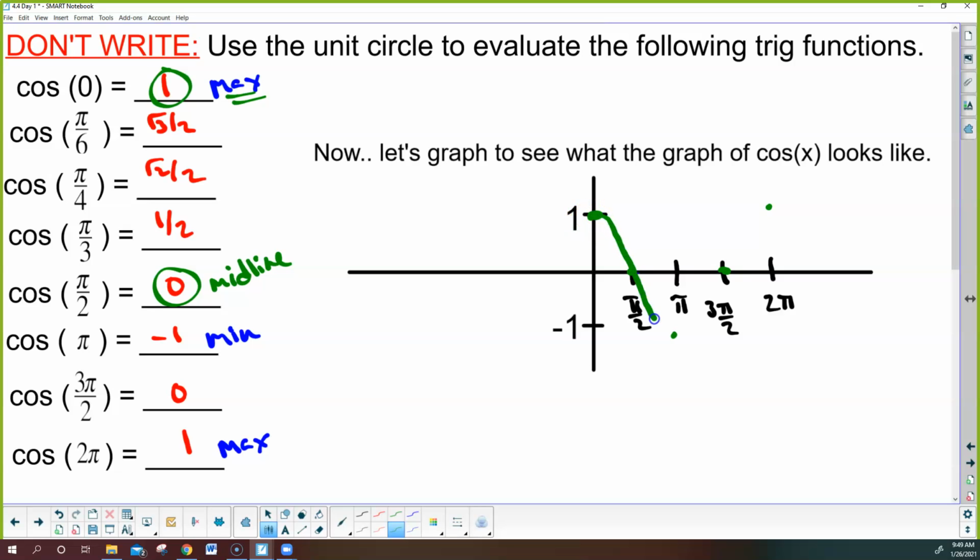How long does it take to go from the max back to the maximum? Right? And then I could just continue this pattern if I draw it the other way. 1, 2, 3, 4. If I'm at the max, then I would go to the midline, go to the minimum, back to the midline, back to the max. And that would draw the remaining portion of cosine.